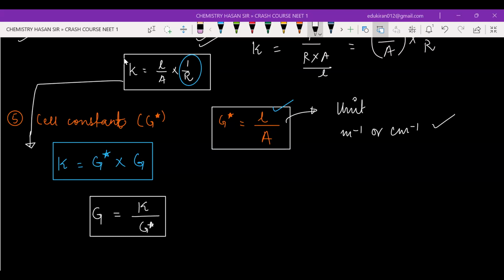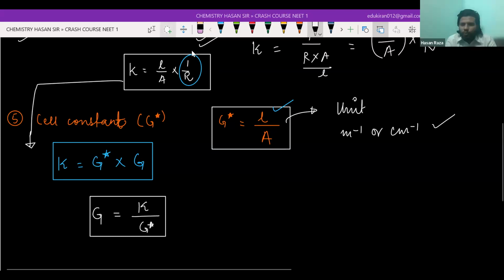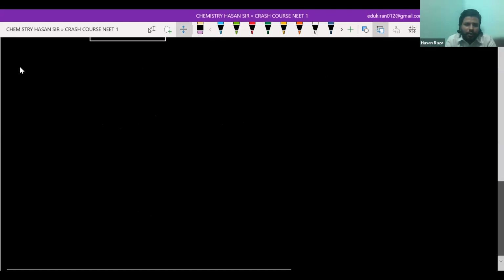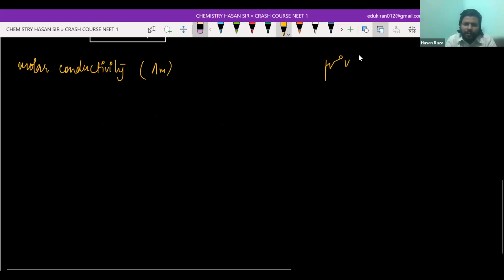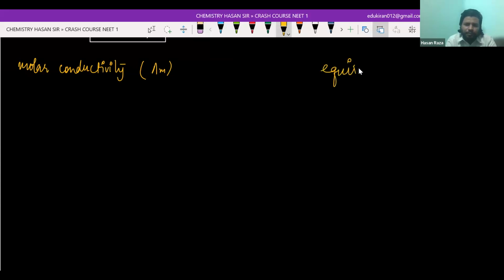Yes, sir. Okay. Now there are two more terms that are very important in this chapter, and that is your molar conductivity. Molar conductivity is denoted by lambda m, and in some books it is denoted by mu m. And there is another, which is equivalent conductivity.